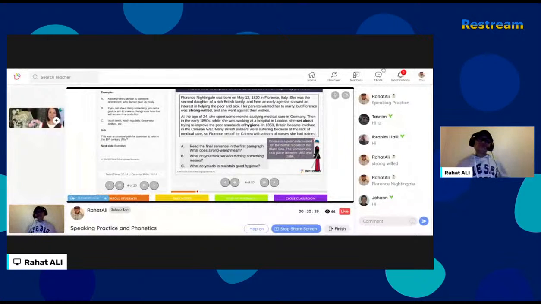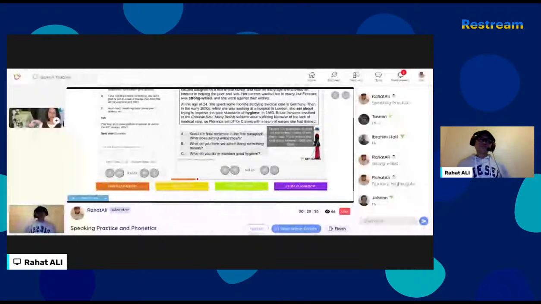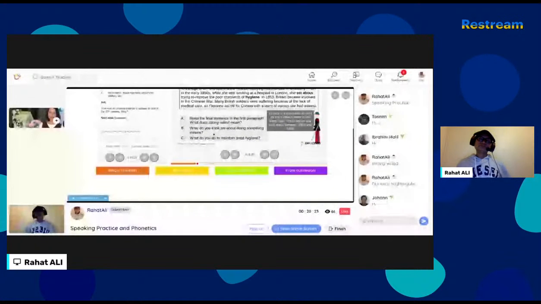More or less correct. Okay, and let's see number three, C. What do you mean by maintain good hygiene? Hygiene here means something like washing your face, brushing your teeth in the morning. But it is not only that, it is the total environment, which is germ free, pollution free, and obviously a good place where people feel comfortable.